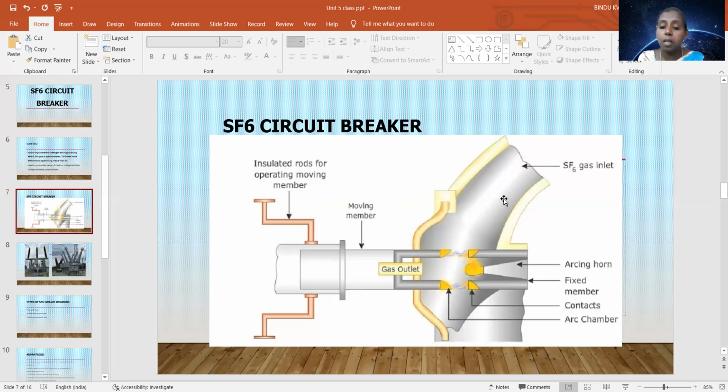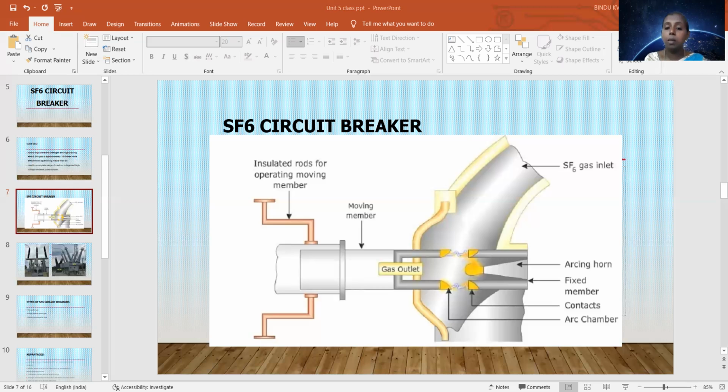So from here only, from the reservoir, the gas is being allowed to enter into the chamber with the help of the valve. Okay, the fixed contact will be a hollow cylindrical current carrying contact which is fixed with an arcing horn. Here we are having two contacts, one is the fixed contact and one is the moving contact. So this fixed contact will be a hollow cylindrical current carrying contact which is fixed with the arcing horn.